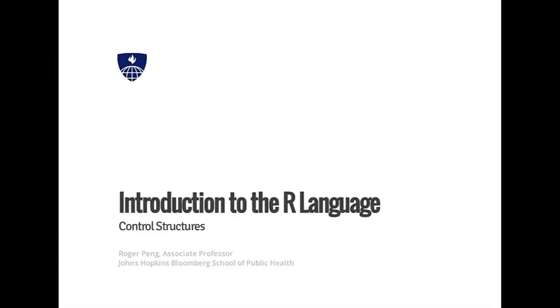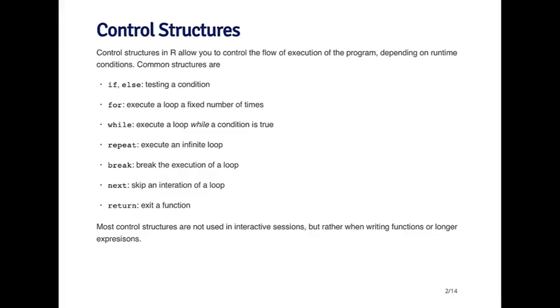Control structures in R allow you to control the flow of an R program, and are very similar to the control structures that you might see in other types of programming languages. The basic constructs are things like if-else for testing logical conditions, for executing a loop a fixed number of times, while executes a loop while a condition is true, repeat is a construct that allows you to immediately execute an infinite loop, break allows you to break out of any type of loop, next skips an iteration of a loop, and return allows you to exit a function.